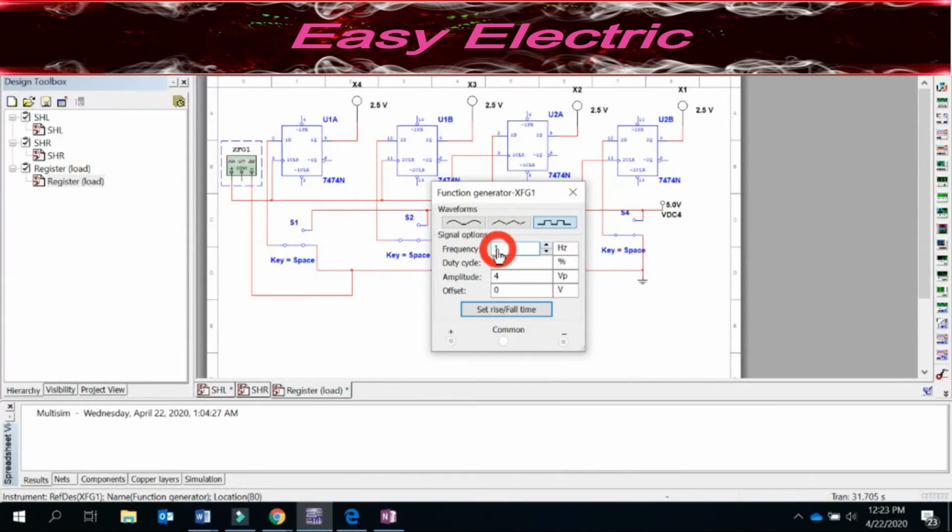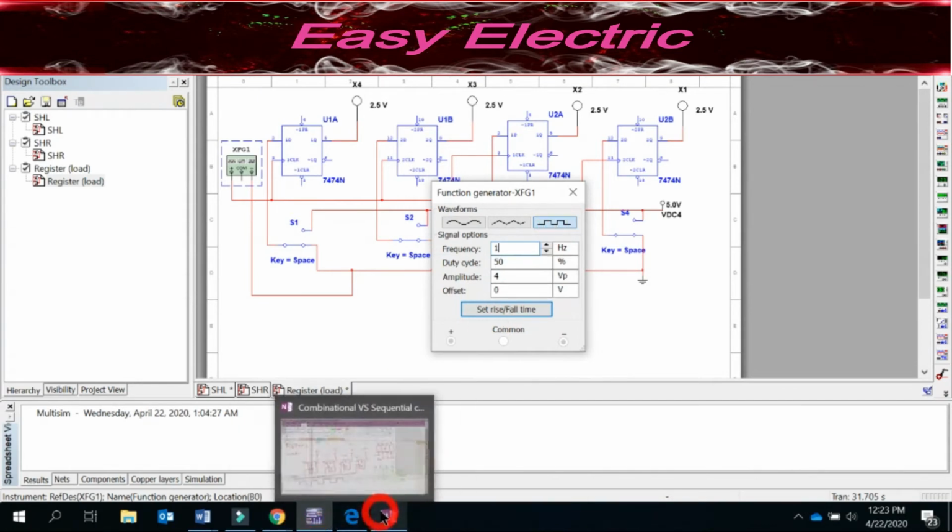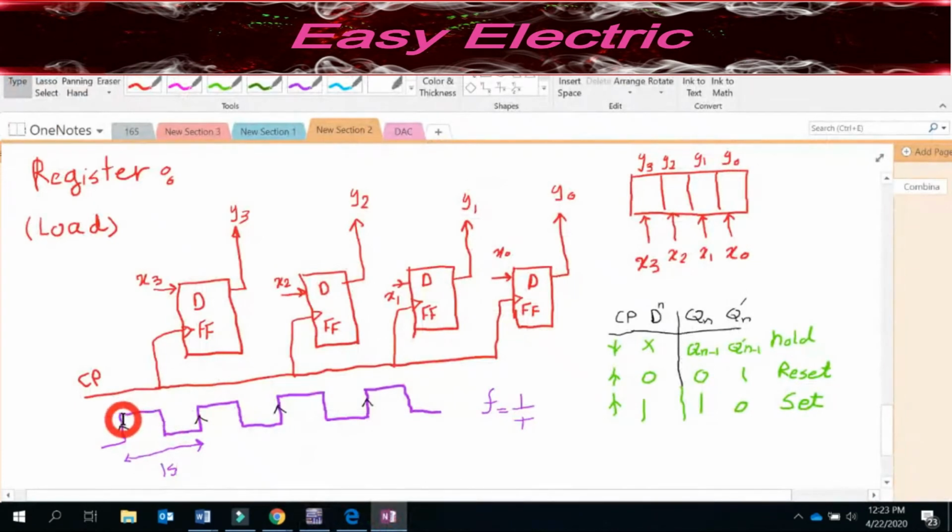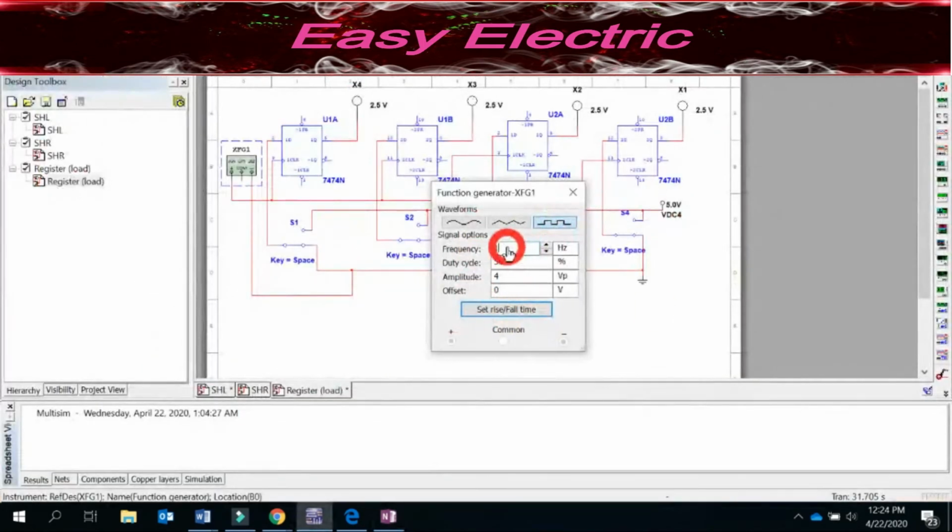What's the frequency of that? It is 1 hertz. What's the duty cycle? It is 50. So what's the meaning of the duty cycle? A 50% duty cycle means the time that it is high is exactly the same as the time it is 0, right? If I go back to the node, from here to here, the time it is high is exactly equal to the time it is low. Whenever this is exactly the same, we say the duty cycle is 50%, which makes a symmetric pulse. That's why I put 50.